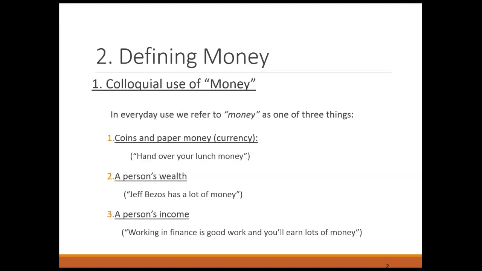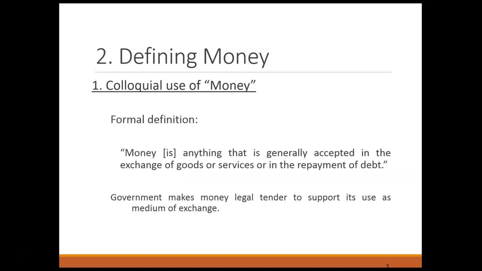The second common use is money as wealth. For instance, when we say Jeff Bezos has a lot of money, we really mean to say that he's wealthy. Finally, we also use money to describe a person's income. For instance, when working in investment banking, you will likely have an early stroke, but you'll also make lots of money, which means that the job provides a good income.